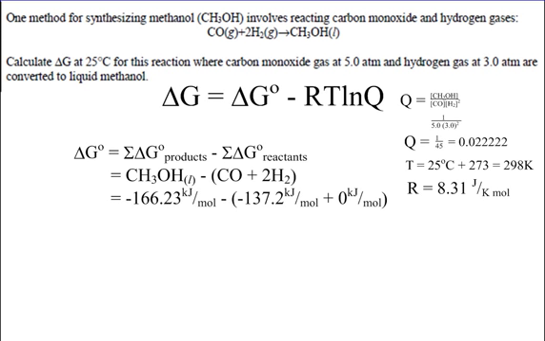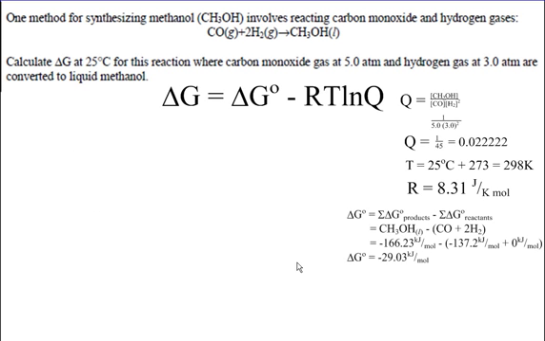Now all that's left is to do the math. 166 minus a negative 137 is going to give us a negative 29.03 kilojoules per mole. So let's not lose sight of what we're doing. We're going to take this value now and plug it into this formula with all these other values we found.